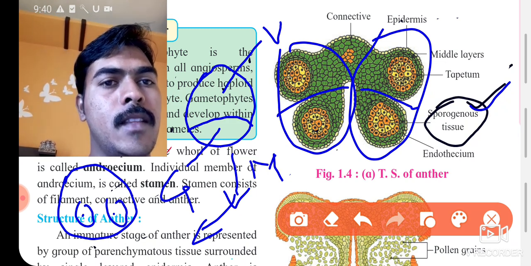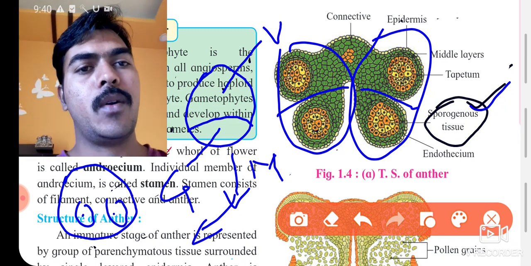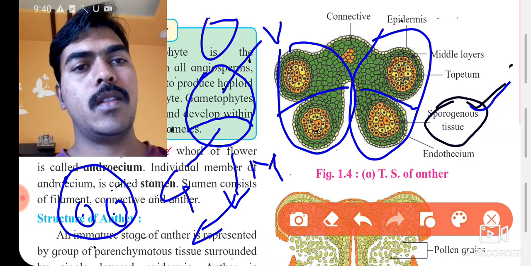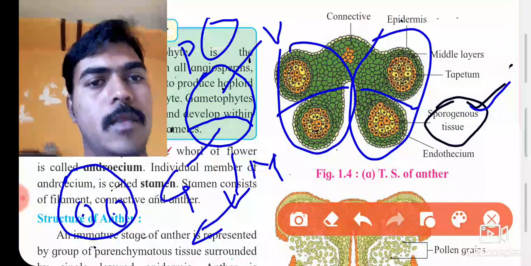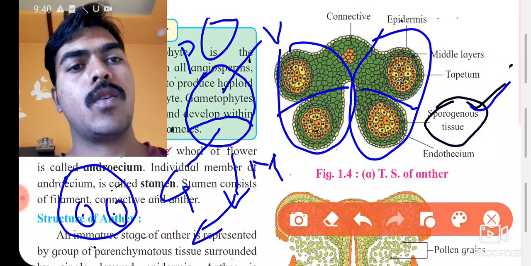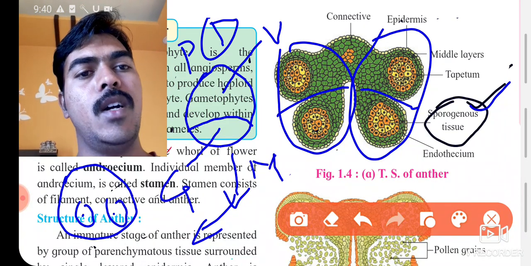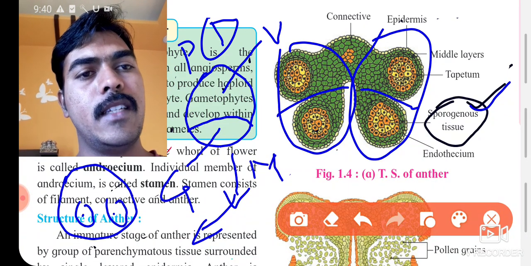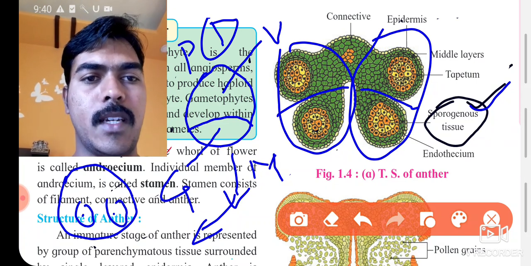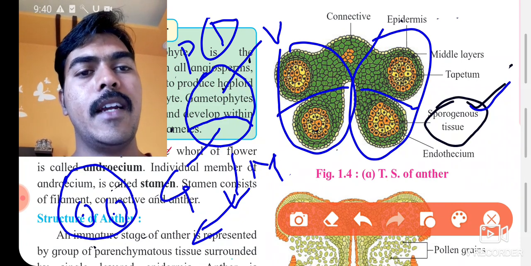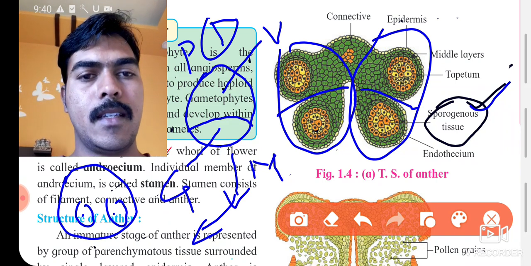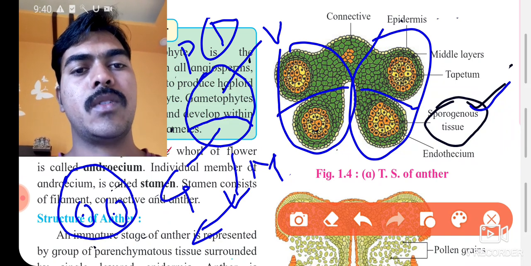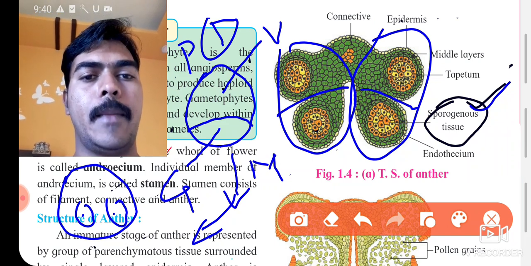This pollen mother cell undergo meiotic division to form pollen grains. Okay. Now this pollen grain undergo mitotic division. It undergo mitosis to produce two cell stage. One cell is larger called as vegetative cell, another cell is smaller called as generative cell. The generative cell again divide mitotically to produce two male gametes. Okay, and vegetative cell which nourish these male gametes.